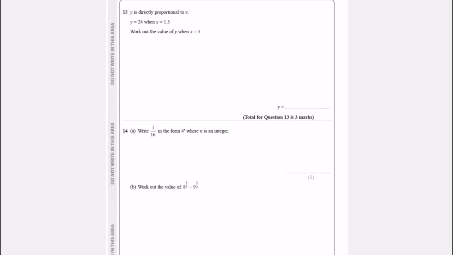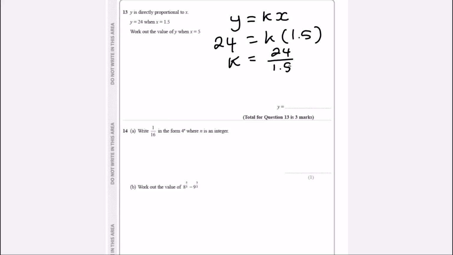Y is directly proportional to x. That's a relationship. Y equals something times x. Y is 24 when x is 1.5. So we can find out what that k is. That's just a number. So k, divide both sides by 1.5 to get k by itself. 24 divided by 1.5. If we double top and bottom, it's 48 over 3. So it's 16. So k is 16. So the relationship between y and x is y equals 16 times x. Y will always be 16 lots of x. So when x is 5, what is y? 16 times 5, which is 80.